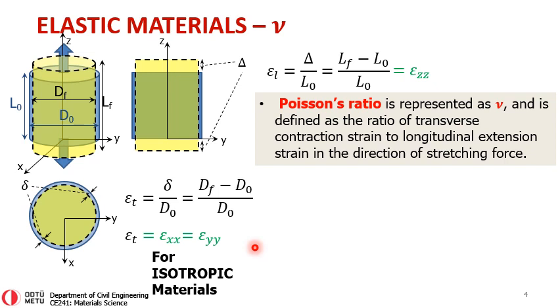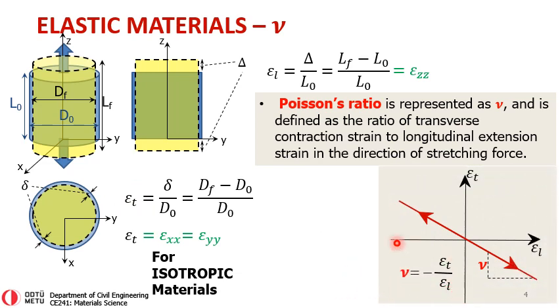The reason why we observe an elongation longitudinally and a contraction transversely is, again, a material property, known as Poisson's ratio, and it is defined as the ratio of transverse contraction strain to longitudinal extension strain in the direction of stretching force. So if you were to plot epsilon L and epsilon T, longitudinal versus transverse axes, the Poisson's ratio is defined as the slope. Note that there is a minus sign over here: epsilon transverse strain divided by longitudinal strain.